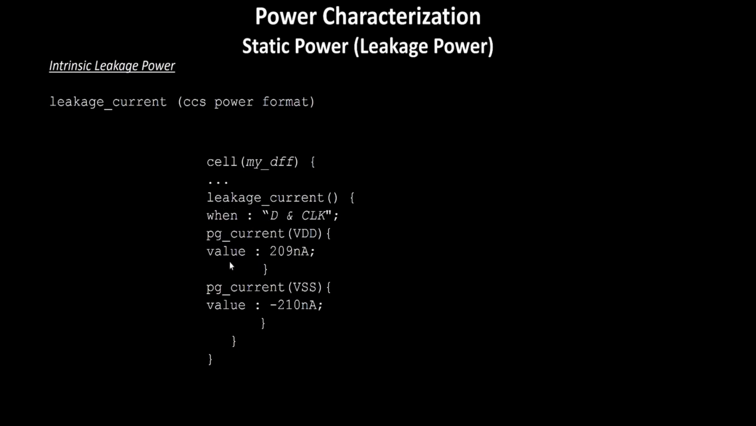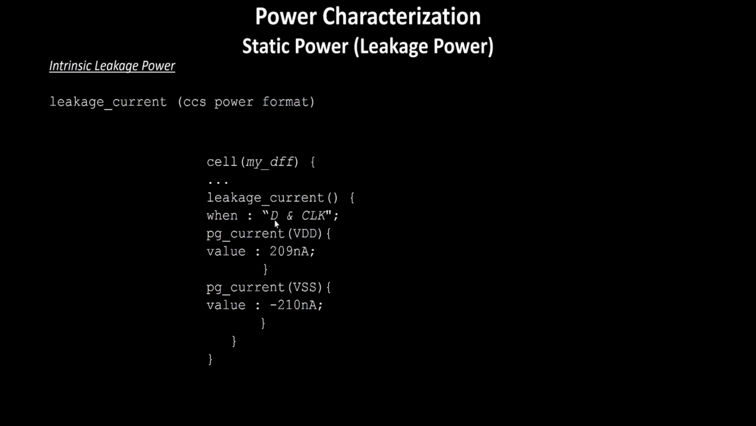Let's say there is a when_default, and a when equal to D and clock. If the scenario encounters a situation where it is not present in the when condition, it will take the default value, which is when equal to default. Whatever is presented under when equal to default will be the values used as your leakage current value.